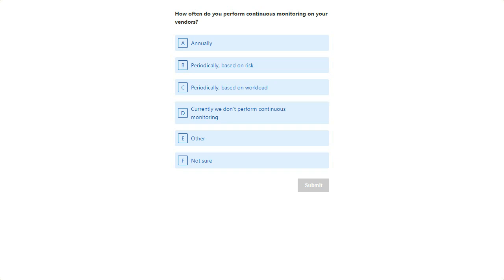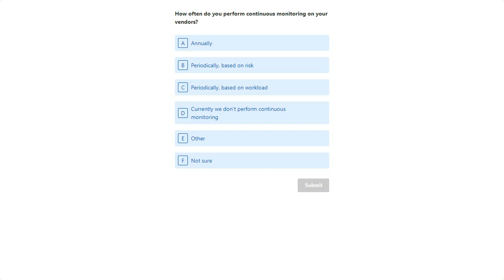Our second poll question of the day is, how often do you perform continuous monitoring on your vendors? Annually, periodically based on risk, periodically based on workload. Currently, we don't perform continuous monitoring, other, or not sure.